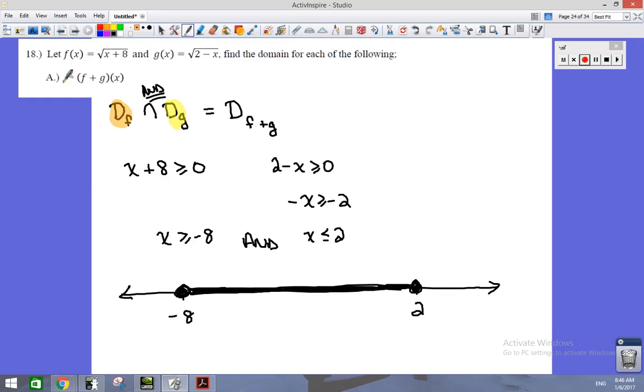So my answer for part A, the domain of this new function f plus g, is the interval of real numbers from negative 8 to positive 2, including both of those endpoints. So there's my final answer for part A.